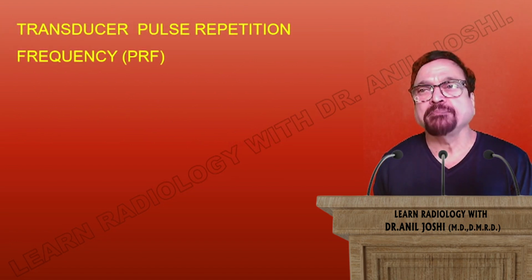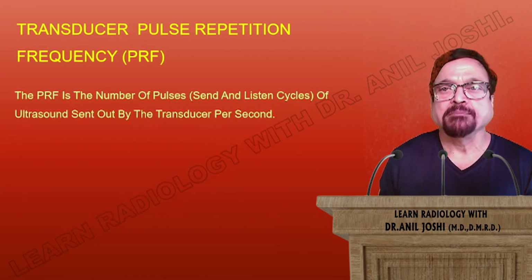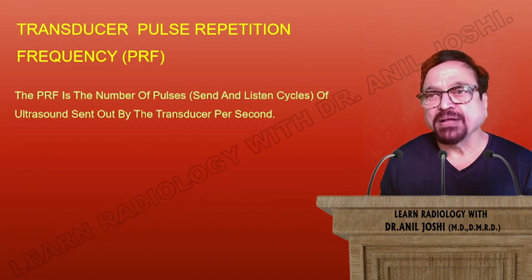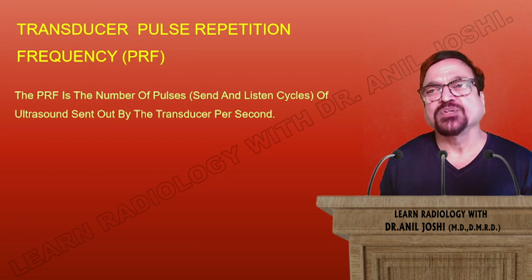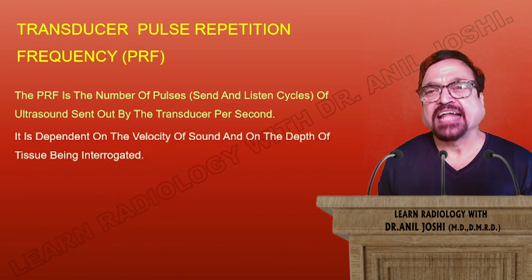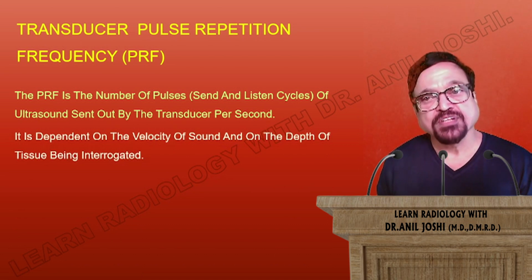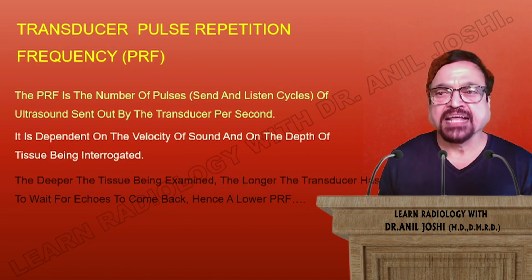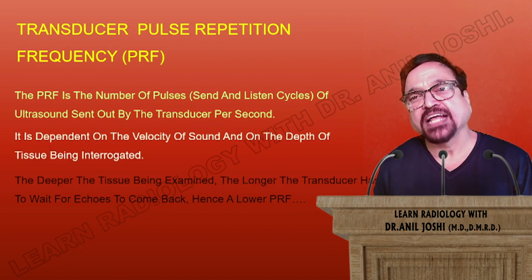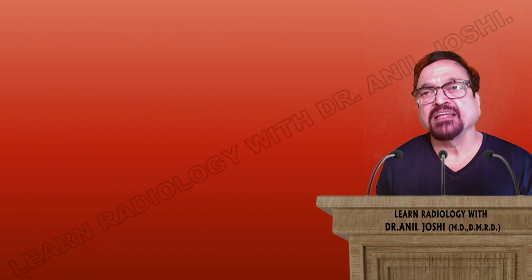Now the transducer pulse repetition frequency, routinely called PRF, is the number of pulses, send and listen cycles, of the ultrasound sent by the transducer per second. It is dependent on the velocity of the sound and the depth of the tissue being interrogated. The deeper the tissue being examined, the longer the transducer has to wait for echoes to come back, hence the lower the PRF.